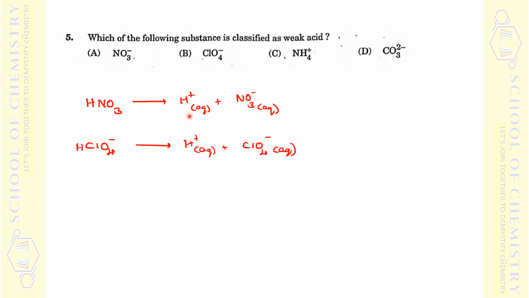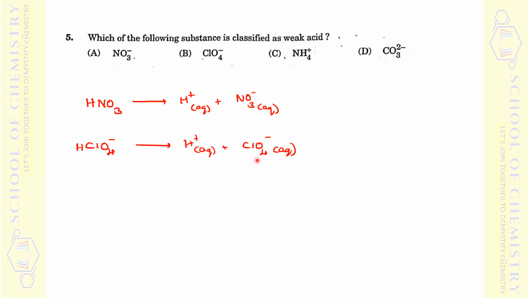This is from nitric acid. When nitric acid dissociates, it produces H+ as well as nitrate anion. Similarly, if you consider HClO4, it will produce H+ ion as well as ClO4- ion. The minus sign on HClO4 is not necessary here.